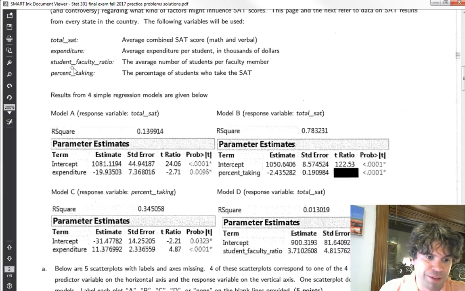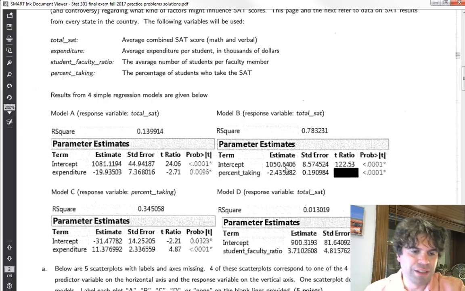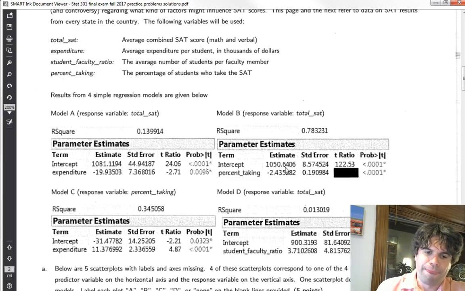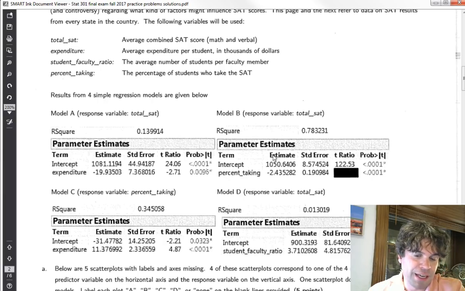Now, the proposal is that percent taking is a confounding variable. So if percent taking is a confounding variable, then percent taking needs to be related to both of these other variables. It needs to be related to expenditure. It needs to be related to total SAT. So let's go have a look. Ooh, Model B. Response variable is total SAT score. Predictor is percent taking. I have a negative slope. So as the percentage of students taking goes up, my predicted average SAT score goes down. Another way of thinking of that is, in states for which a higher percentage of students are taking the SAT, the average scores are lower. This makes sense.